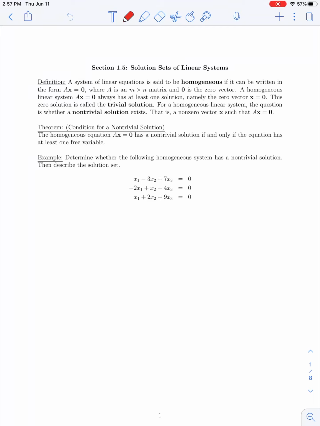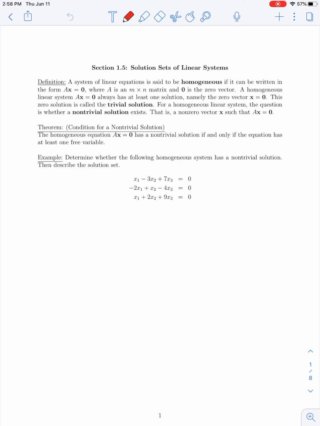Okay, in today's lecture, we're going to finish the section 1.5 material on solution sets of linear systems. In this section, we're going to talk about two different types of linear systems, namely homogeneous and non-homogeneous linear systems, and see a relationship between the solution sets for those types of systems that have the same coefficient matrix.